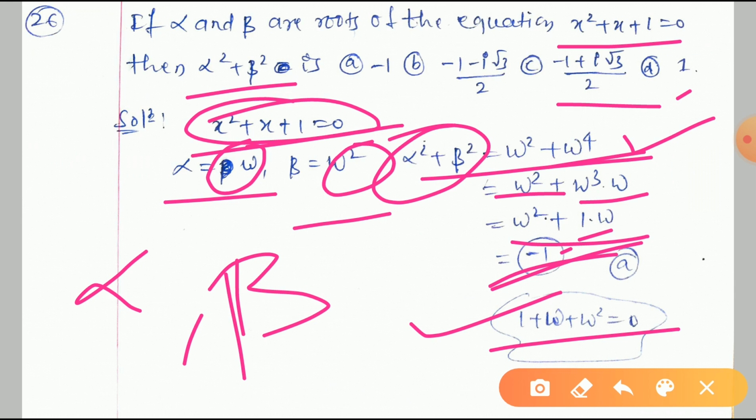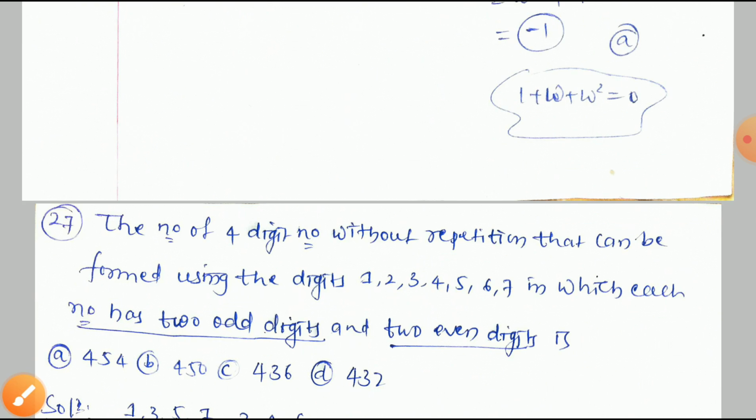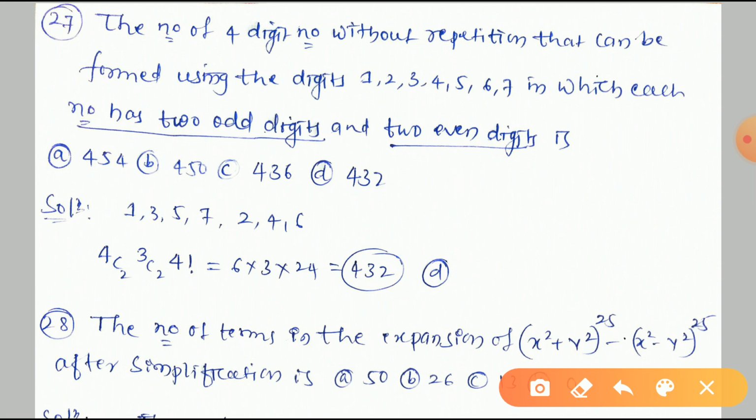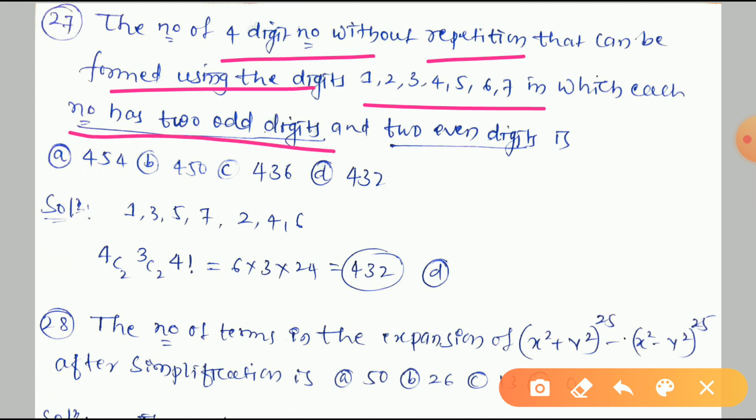Therefore the right choice of question number 26 is minus 1. Okay, next move on to question number 27. The number of 4 digit numbers without repetition that can be formed using the digits 1 2 3 4 5 6 7, in which each number has 2 odd digits and 2 even digits is, the options are 454, 450, 436, 432. Here 1 3 5 7 are the odd digits.